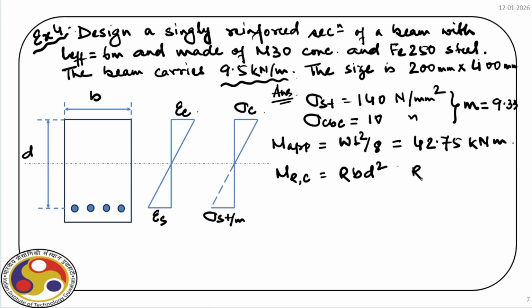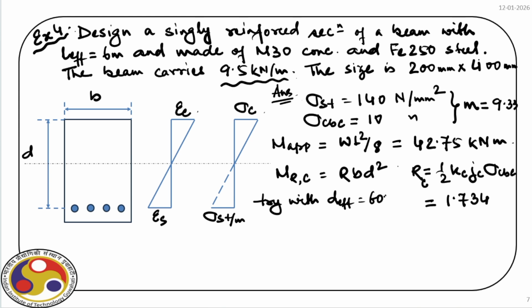R, or RC for that matter, is equal to half KC JC times sigma CBC. We have already found KC for this section in the previous example, that is 0.4, and JC is 0.867, so it is 1.734. Now let us try with the effective depth of 600 millimeters. So try with d effective equal to 600 millimeter.